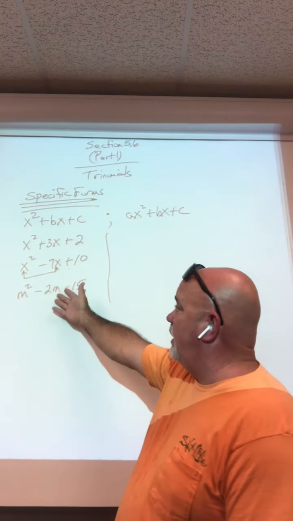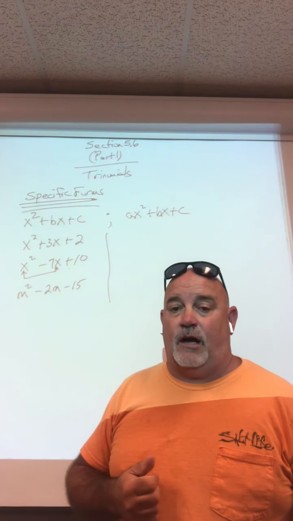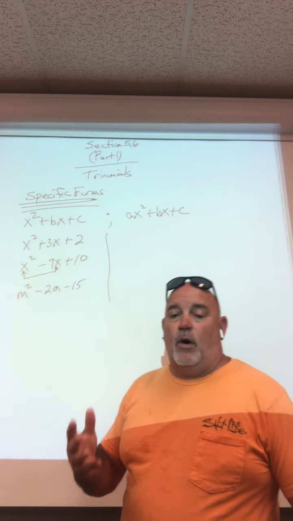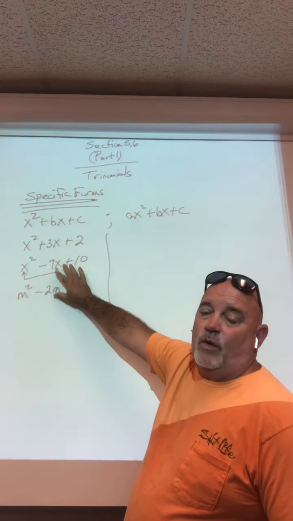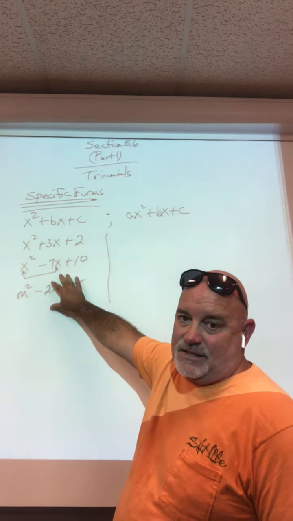Well, you say, well, Mr. Rainer, what if they don't look like these? Then the only thing you can do is check for a GCF. That's it. Because grouping works on a problem that has 4 terms. So this is what I call case 1 trinomials. You'll hear me sometimes call this the easy case.